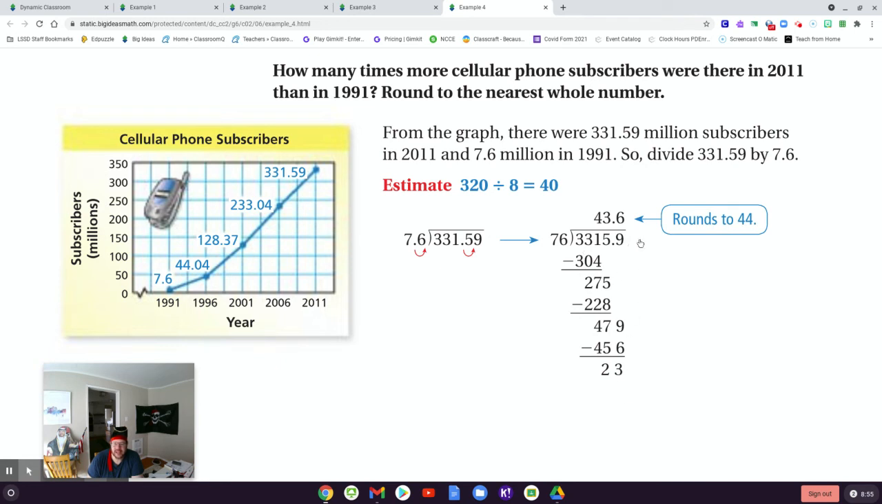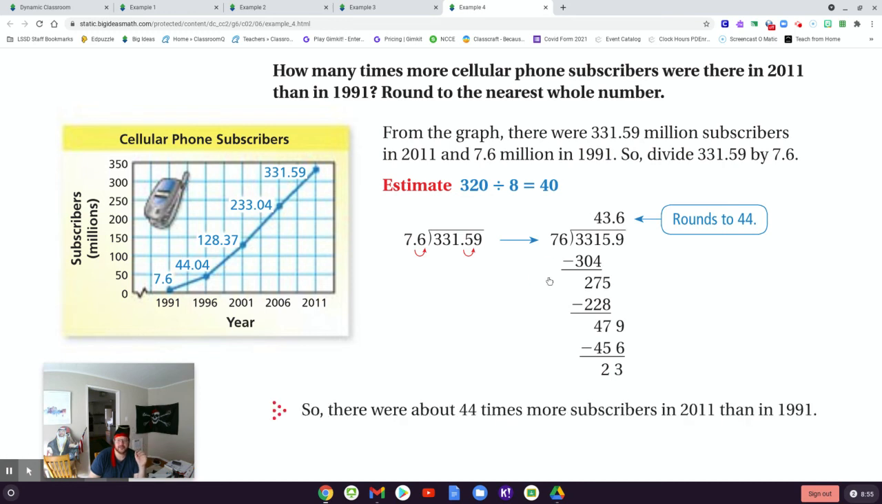Now we could add a 0 and bring it down and keep this process going, but be very careful. Sometimes it says round to the nearest whole number or round to the nearest tenth. Okay, if that's the case, you don't have to keep adding zeros and keep going. Okay, so if we're rounding to the nearest whole number, this is as far as we have to go as the tenths. And now we can round it to 44. So there were about 44 times as many subscribers in 2011 as there were in 1991.